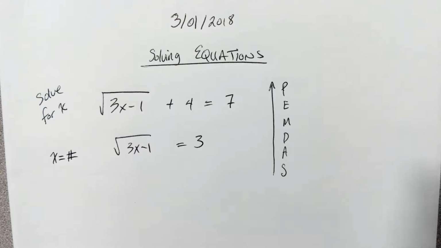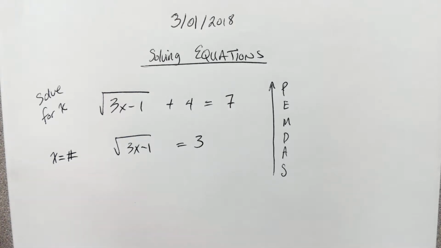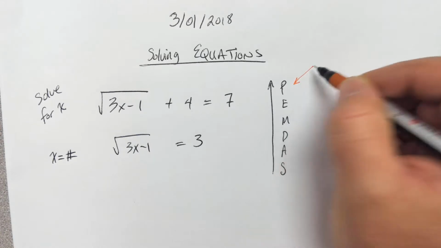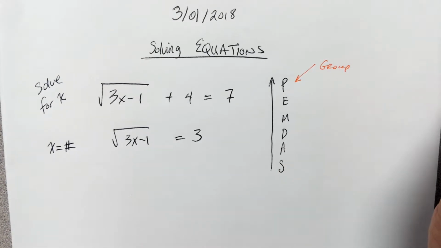That's right. Now this is where we're going to get in trouble, though. I wish we didn't use PEMDAS. I wish we used some other acronym, because groups aren't always made with parentheses. Sometimes they're made with square roots.